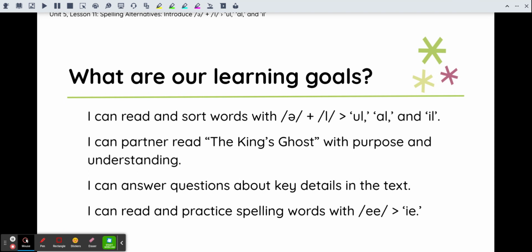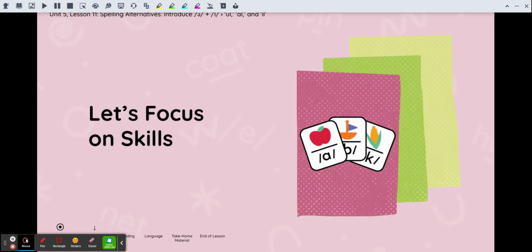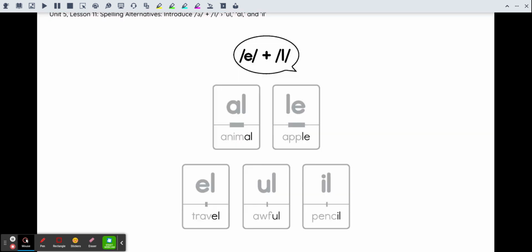I can read and practice spelling words with E, spelled with an I-E. Let's first focus on our skills. We'll look at the vowel code flip book for the A plus O. You will focus on 3 spellings for A, O sound combination.